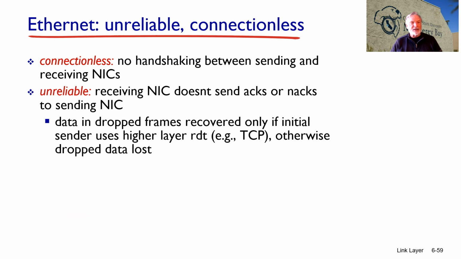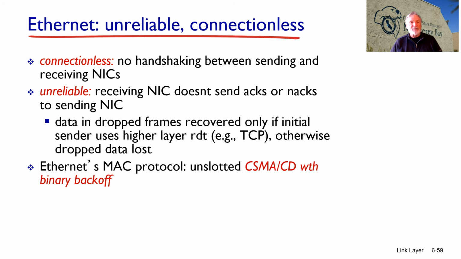Ethernet is connectionless and unreliable. There is no handshaking and no acknowledgements between the sending and receiving network adapters. Any reliability must be provided by higher layers. In section 6.3, we discuss media access control for communication over a shared medium. Ethernet's MAC protocol is an unslotted carrier-sense multiple access with collision detection and binary backoff.